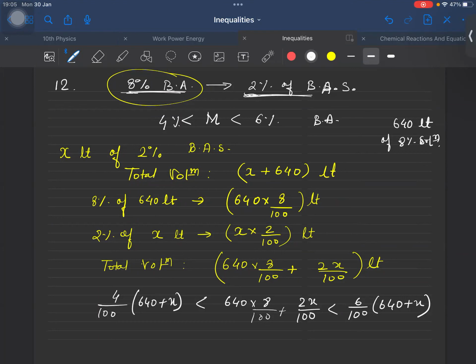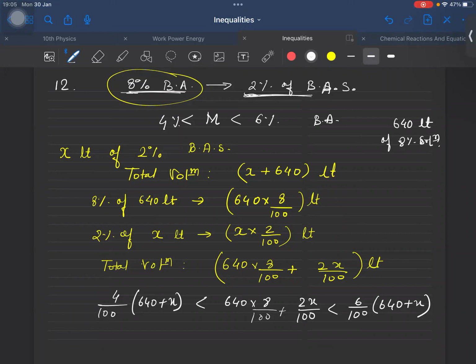Now it's being said that 8% of the 640 liters is boric acid solution. So how much is it, in liters? It is 640 into 8 upon 100. That is the boric acid in the solution. And 2% is being added, so we are adding 2% of x into it. The total will become the summation of these two.